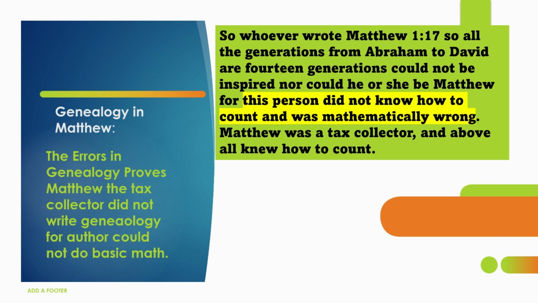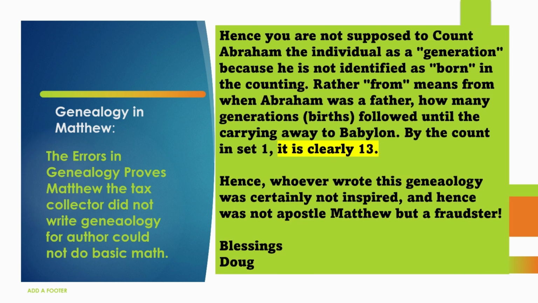So whoever wrote Matthew 1, verse 17, that all the generations from Abraham to David are 14 generations, could not be inspired, nor could he or she be Matthew, for this person did not know how to count and was mathematically wrong. Matthew was a tax collector and above all knew how to count. So it's not Matthew who wrote that, Matthew 1:17. So that's what we've proven. And that leads to a lot of other possibilities here.